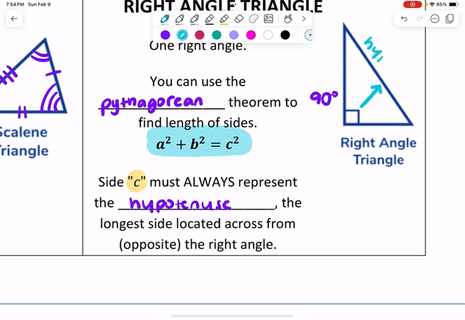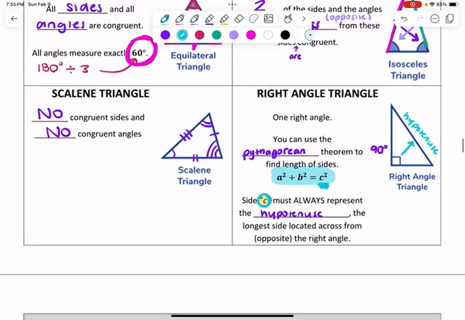So it doesn't matter what orientation I rotate that triangle. Maybe I take that picture and put it upside down. Maybe I flip it over and rotate it 35 degrees to the right. Doesn't matter. If I know where that 90-degree angle is located, then the hypotenuse will always be the side length across from or opposite that right angle. And that number must always go in the C position. That hypotenuse is always going to be the longest side.